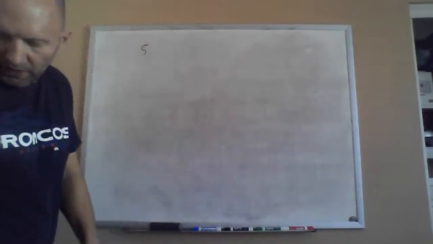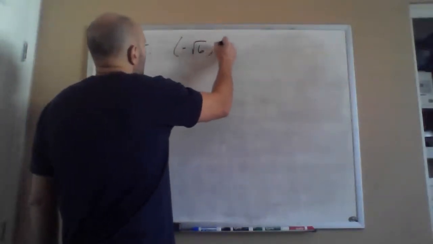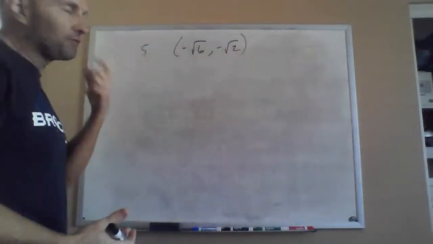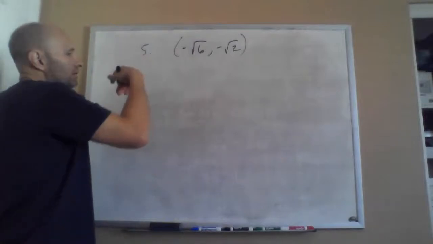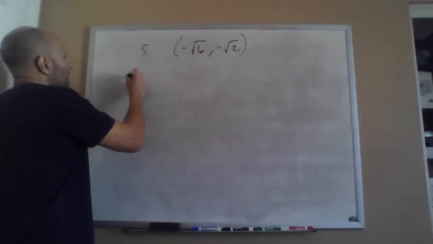So number 5 wants us to convert rectangular to polar. We have negative square root of 6, negative square root of 2. Using those formulas that we have, we need to find our value for r, and we need to find our value for theta. So we have what?